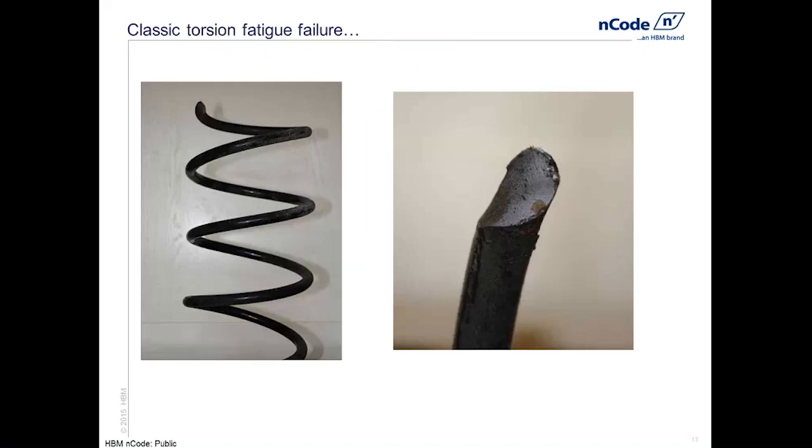This is a classic torsional fatigue failure. It's a front coil spring from a passenger car. It's actually from my car, and the crack you can see in the right hand picture has formed in opening mode on one of the 45-degree planes, and it gives a very characteristic shaped fracture surface.